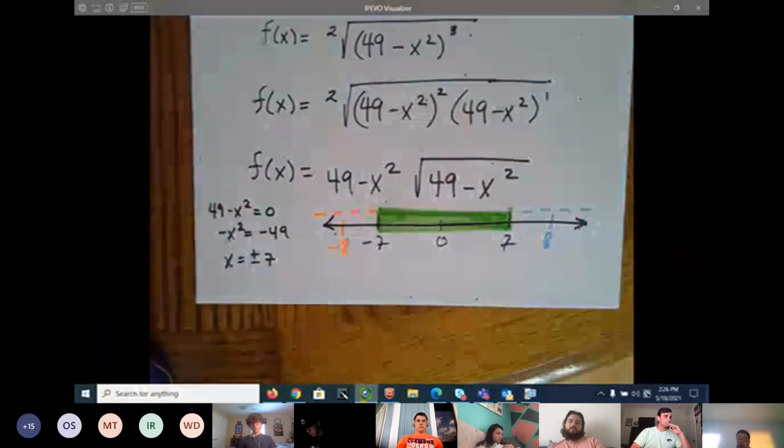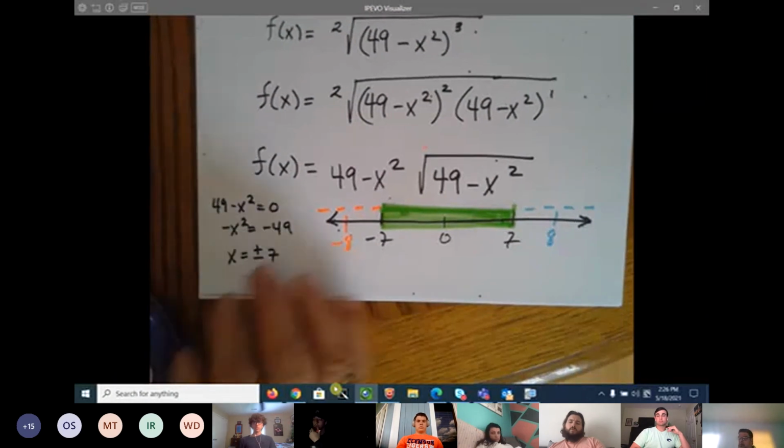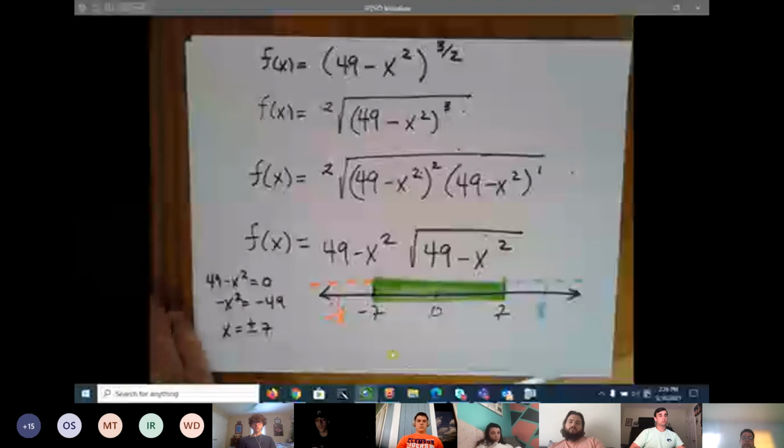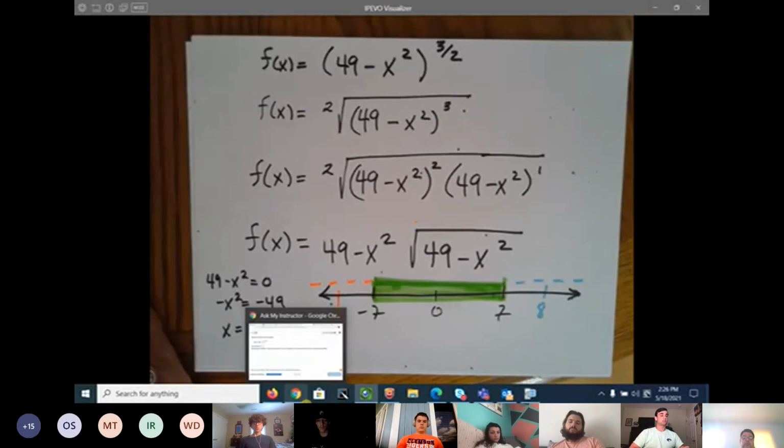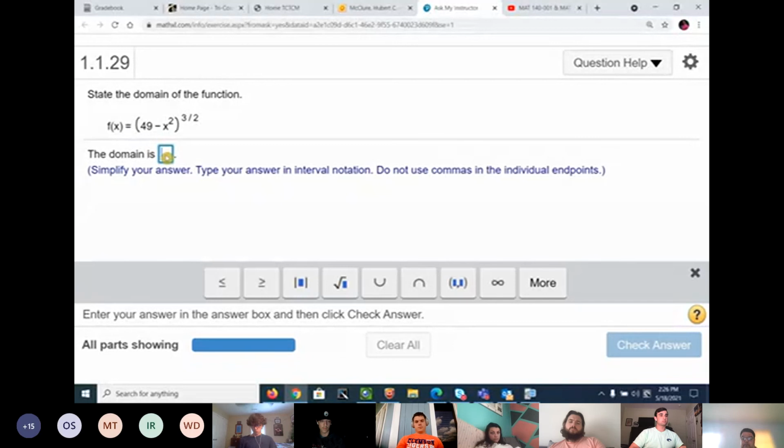And I'm going to plug in negative 7 and positive 7. So I'll go back to the question. Bracket, -7, comma, +7. And I can't find the 7. There we go. And enter.